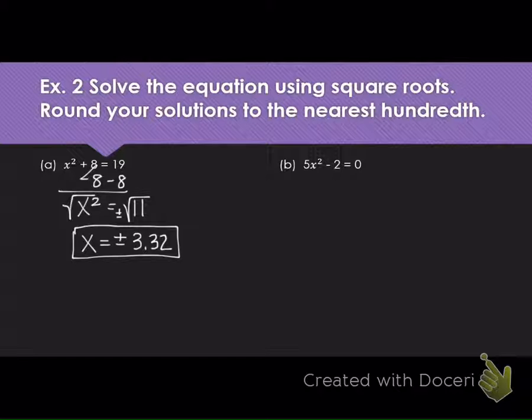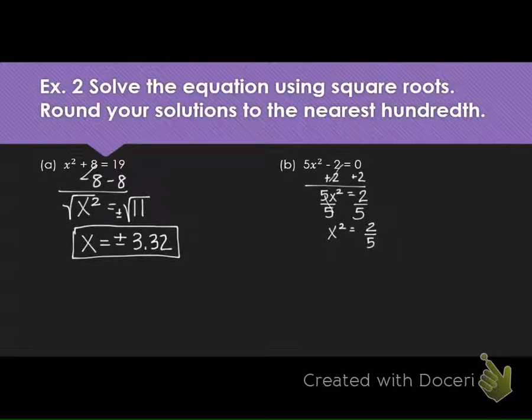All right, let's look at letter B. What do I do first? Add 2. Very good. I'm going to add 2 to both sides. So 5x squared equals 2. What do I do next? Blake, what do I do next? Divide 5 by both sides. Very good. Divide both sides by 5. So x squared equals 2/5.